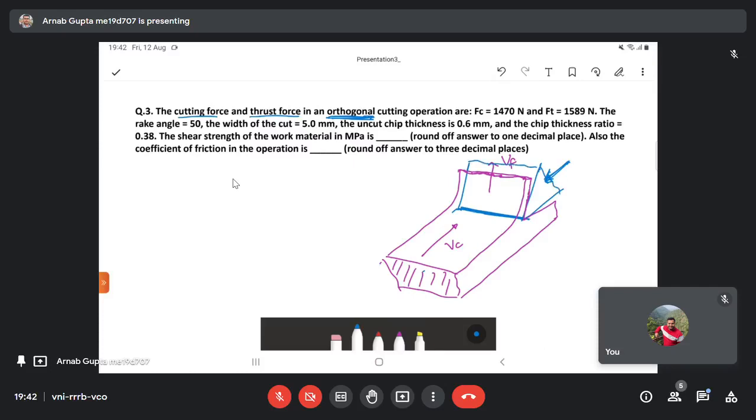So this is the simplest visualization of any machining operation. This is the principal cutting edge. If your principal cutting edge is perpendicular to the direction of the cutting velocity, then it is called orthogonal cutting. So essentially the chip flow will also be perpendicular to this principal cutting edge.